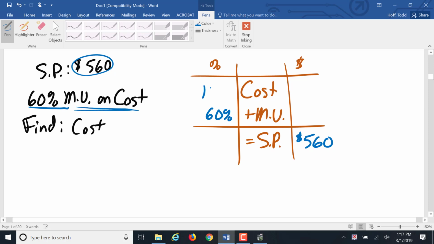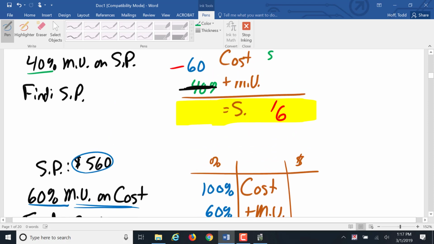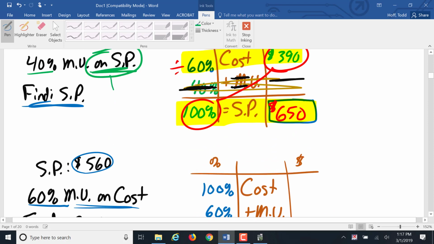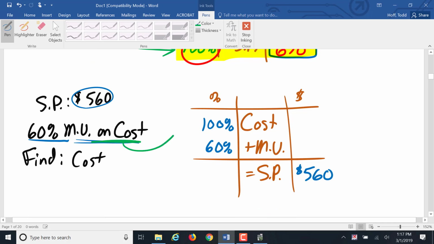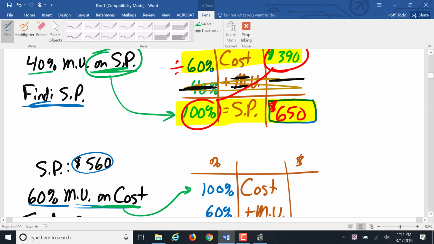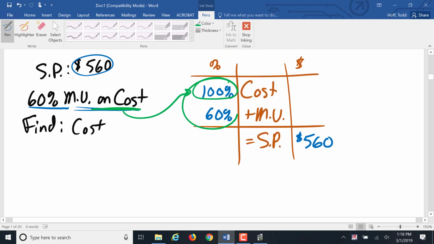Now that's saying that the 100% goes with the cost. So that's the key trick. Notice up here, it was markup on selling price, so the 100% with the selling price. Down here, markup on cost, the 100% goes with the cost. But those percents still add up. Just like up here, it was 60 plus 40 had to give us 100. Down here, 100 plus 60 has to give us that percent for the selling price. 100 plus 60 will be 160%.